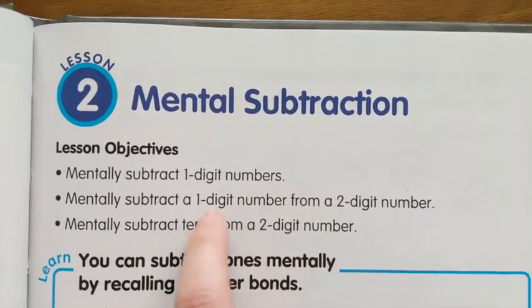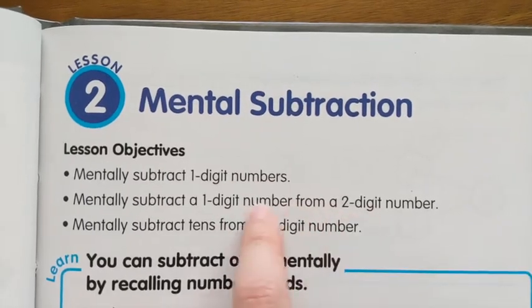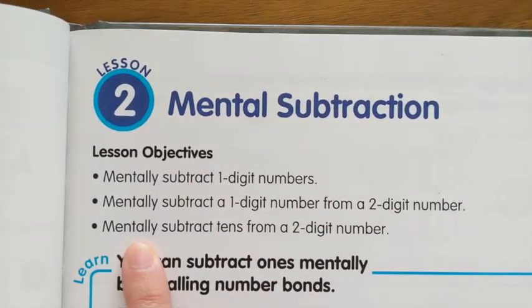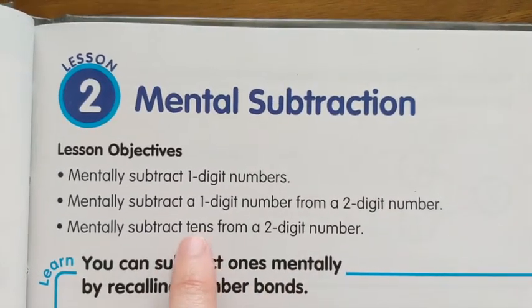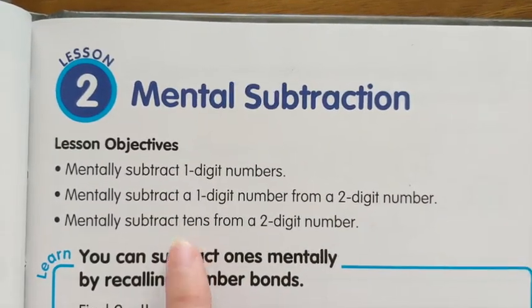So this one is going to be where we're going to just focus on the ones place. And then we're going to mentally subtract tens from a two-digit number. So we're really focusing on the tens place.